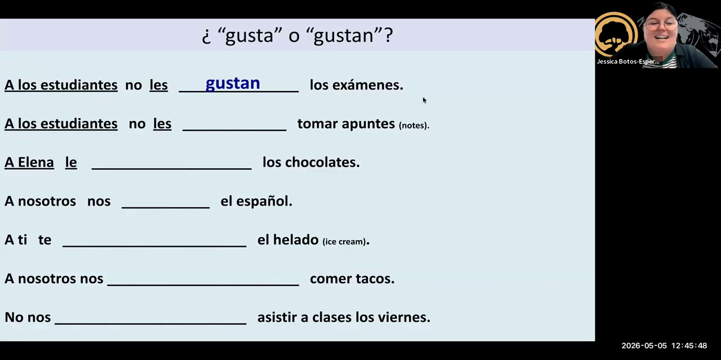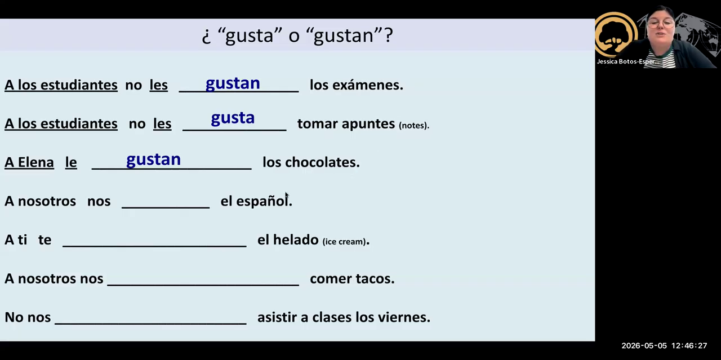Okay, next one. A los estudiantes no les gusta tomar apuntes. The students don't like to take notes. So here we chose gusta because tomar is a verb. Remember that when we follow the verb gustar with a verb, we choose the singular form gusta instead of gustan. All right, let's try number 3. A Elena le gustan los chocolates. Elena likes the chocolates. Chocolates es plural, so we use gustan.